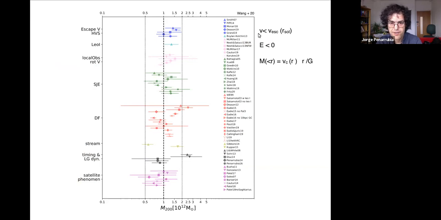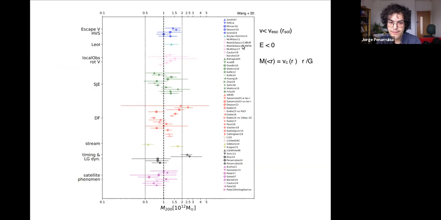at the solar radius. So all these are extrapolating the masses you measure at 8 kiloparsecs all the way out to 250 kiloparsecs. So the extrapolation here is quite significant. Still, they get masses around 1.5 times 10 to the 12. Then you have this work based on Leo 1. It's a satellite galaxy with very high velocity at large distances.